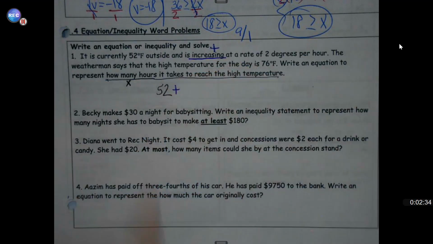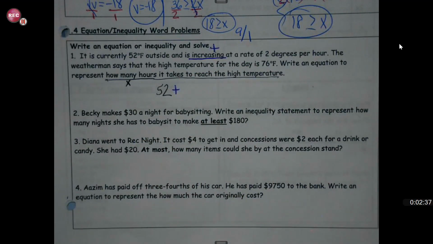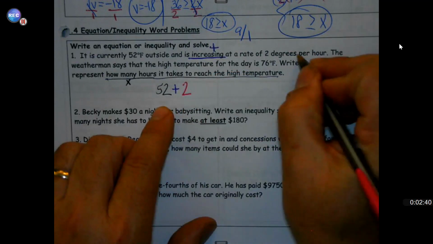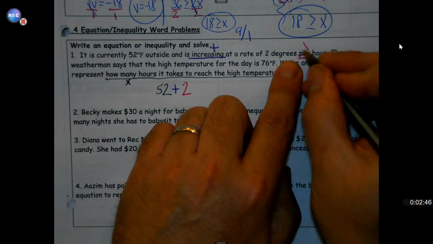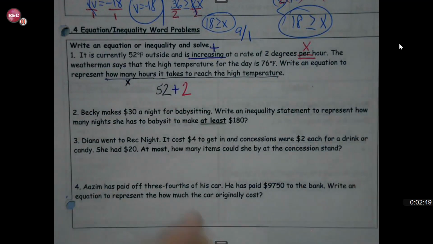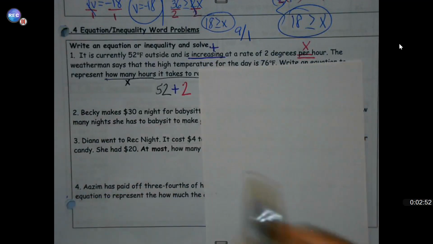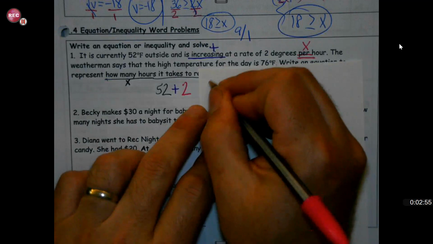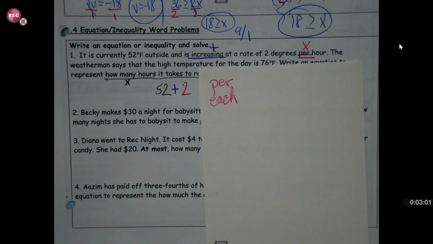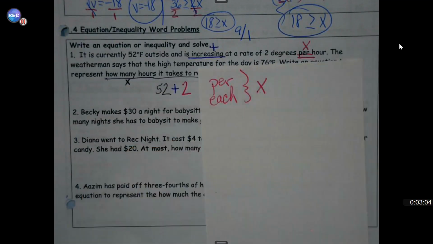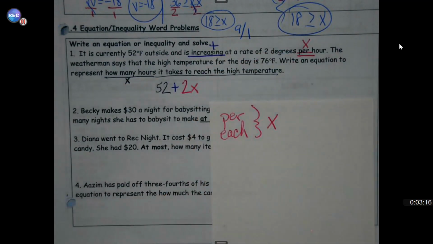So, 52 plus a rate of 2 degrees, 2 per hour. How many hours? Per hour. When you see the words, I'm going to add a little something extra here. For those of you in here, you can see it on the sideboard. If you see the word per or the word each, and this is in your note packet too, it's time to put a variable in. Because for every hour, it's going to go more and more and more, depending on how many hours it's been. So, my 2 gets an X.